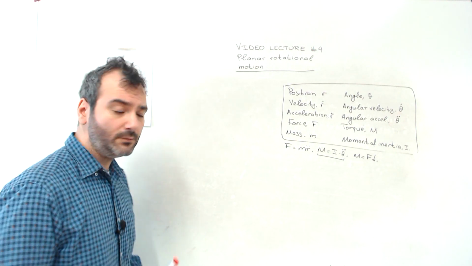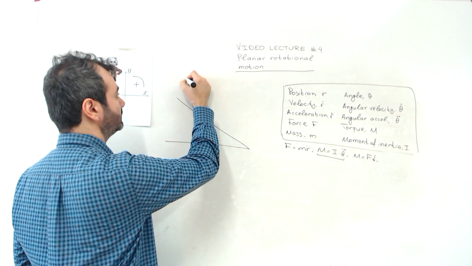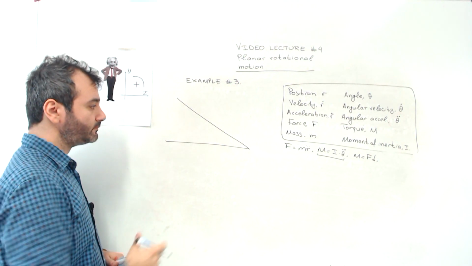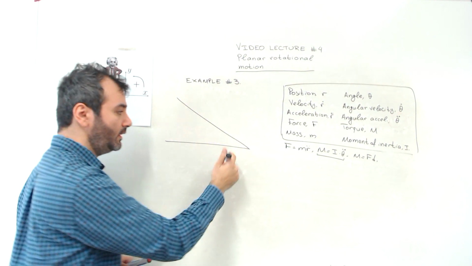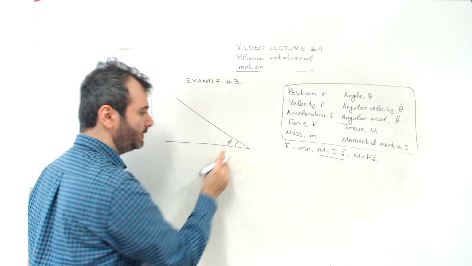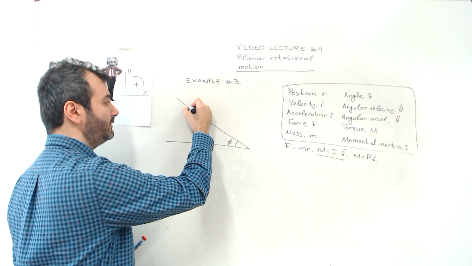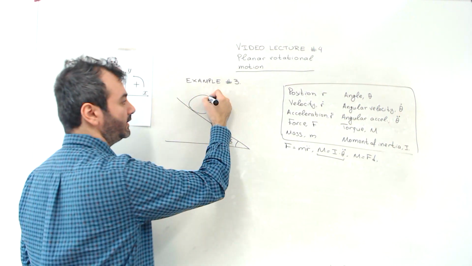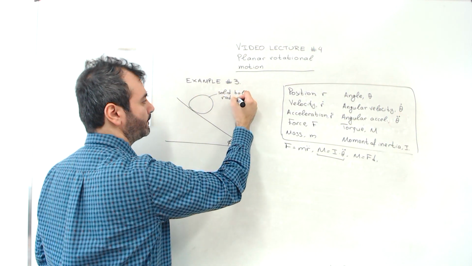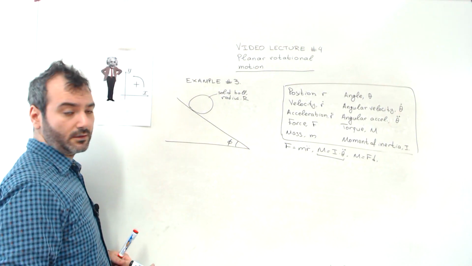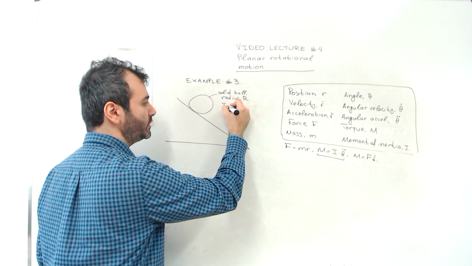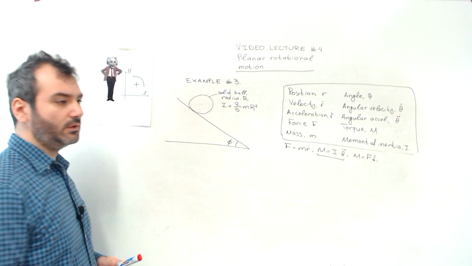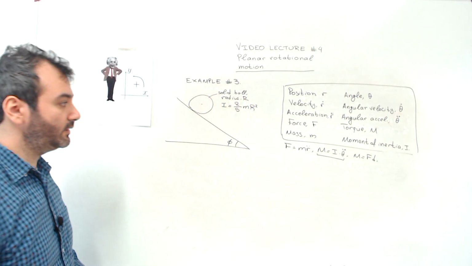Let us give one more example. This will be an interesting one. So you have an inclined plane of a constant angle phi, and you have a solid ball over here of radius r. And recall that the moment of inertia of the solid ball is... What are the forces that are applied on the ball?